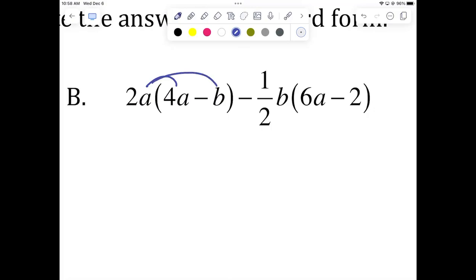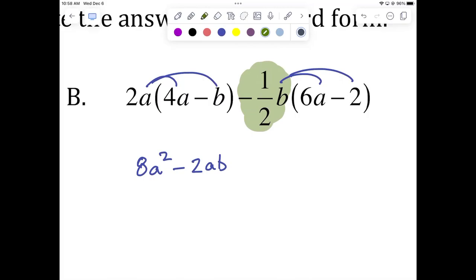We get 2a times 4a, that is 8a squared. Looks good. 2a times negative b is negative 2ba or ab? We like ab because of the alphabet song, right? Now I'm going to distribute. I got to be careful here. I am distributing a negative 1/2 b. What is negative 1/2 times 6? Negative 3. And what's b times a? ab. Very good. I like to do the numbers first and the variables second.